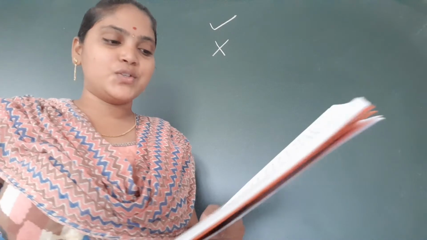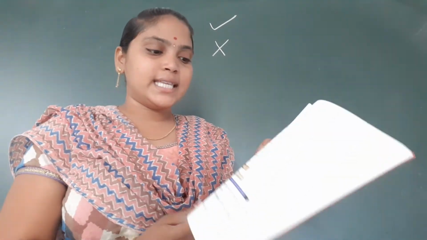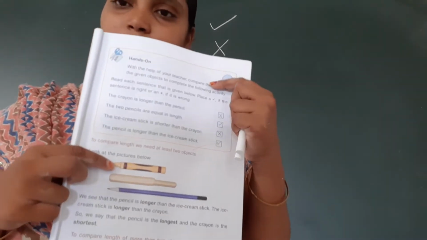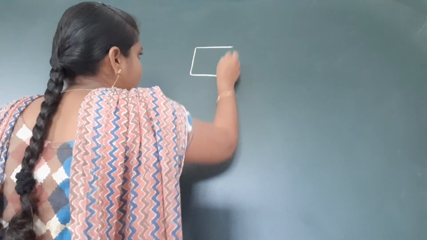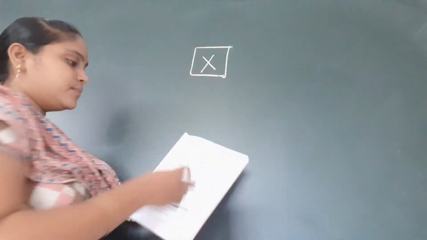First I am reading the sentence, children. The crayon is longer than the pencil. Yes, you have to check here, children. Is this crayon longer than the pencil? No. So this sentence is wrong. So for a wrong sentence, what do we have to put? Yes, a cross. In the first one you have to put a cross.